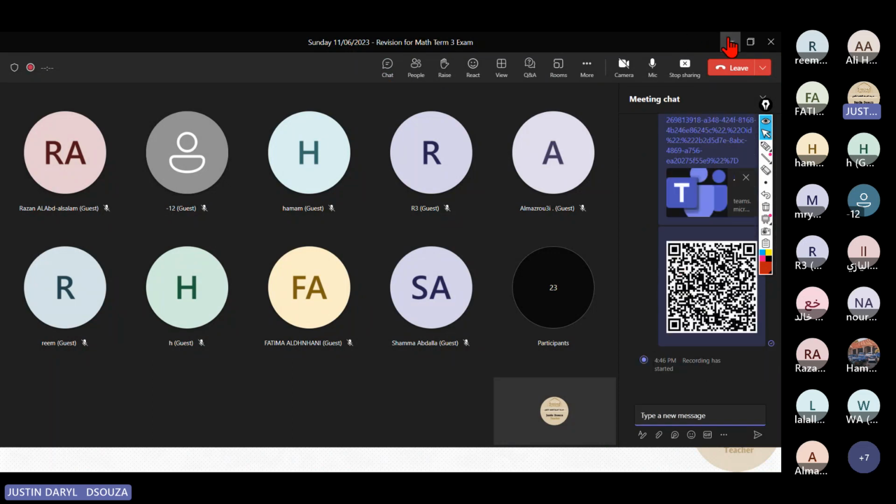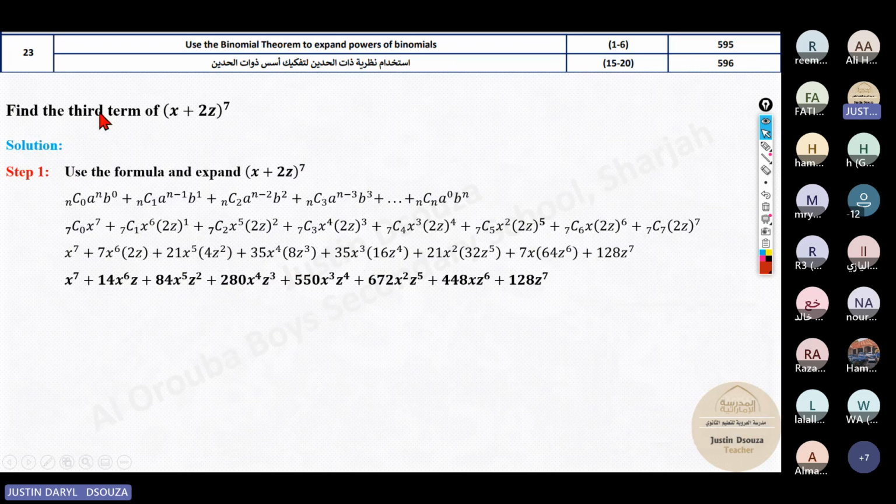Okay, so I hope this is clear about the binomials, the 20th problem and the 23rd. Any other doubts? I will explain now.